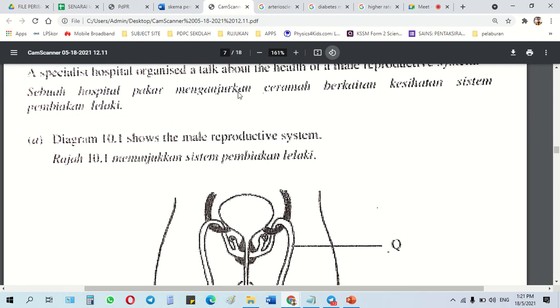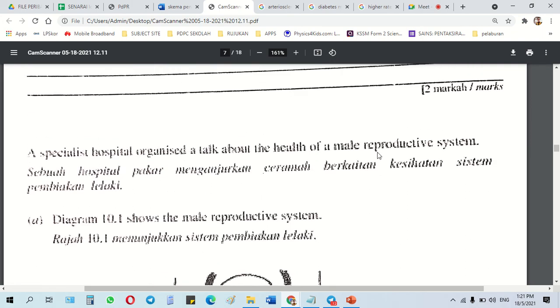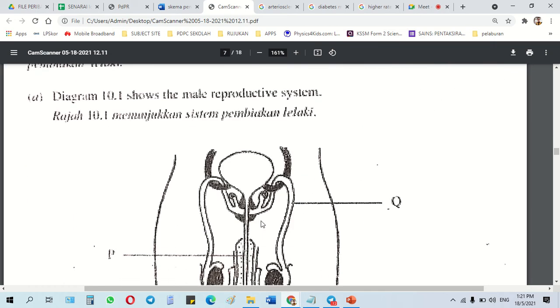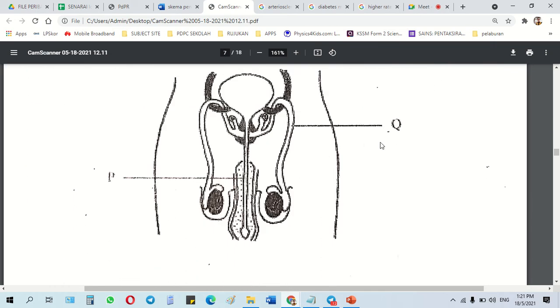Specialist hospital organizes a talk about the health of the male reproductive system. Okay, so this is the male reproductive system. We have P and we have Q. So what is P and what is Q? So P is urethra. Okay, urethra, and Q is sperm duct.